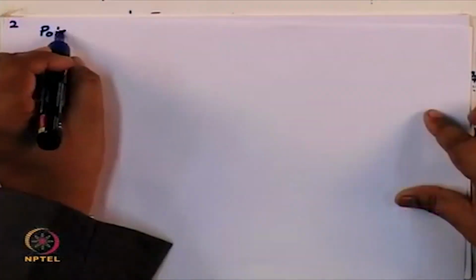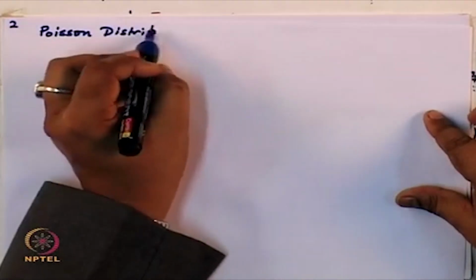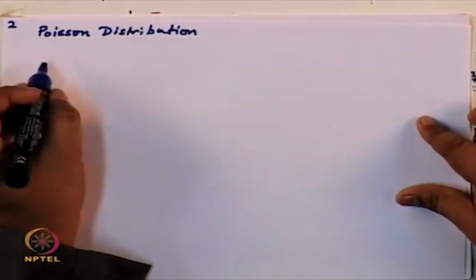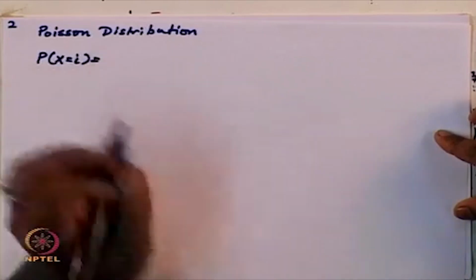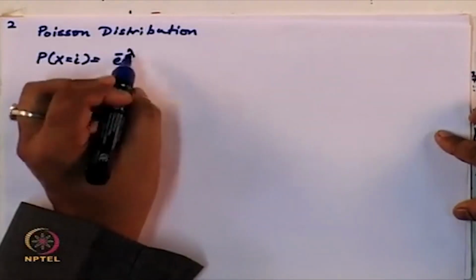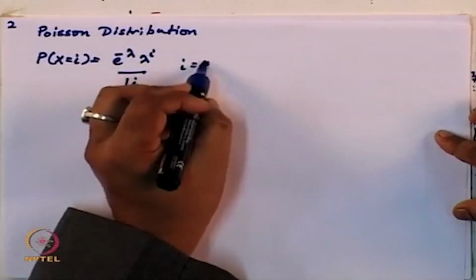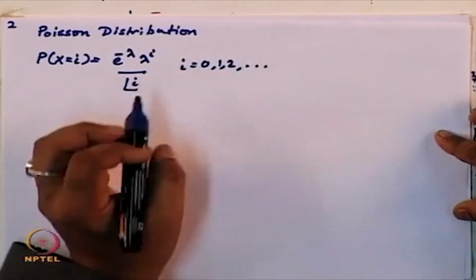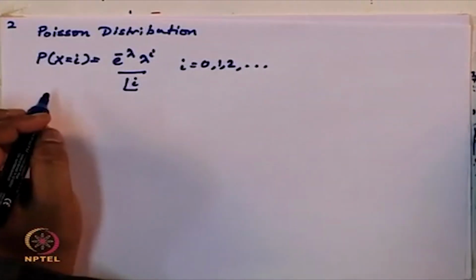So, today we will discuss another very important probability distribution, which is called the Poisson probability distribution, or Poisson distribution. In the Poisson distribution, the probability mass function for probability x equal to i is given by e to the power minus lambda, lambda to the power i by factorial i, where i can take values 0, 1, 2, and so on. So, i is a discrete random variable.